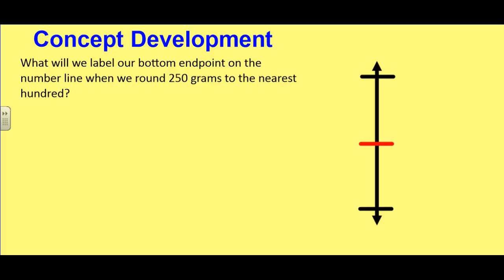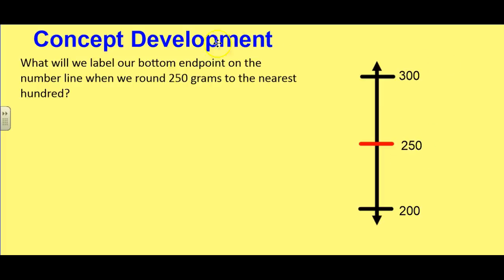Okay, so this next number that we're working with is 250. So the first thing that we have to ask ourselves is how many hundreds are in 250 since we're rounding to the nearest hundred. So when you look up here at the hundreds place, there are 2 hundreds in 250. So the first number on our number line is going to be 200. And then you ask yourself, what is one more 100 than 200? And that's going to give us 300. So our top number is 300. And then the halfway point between 200 and 300 is going to be 250.